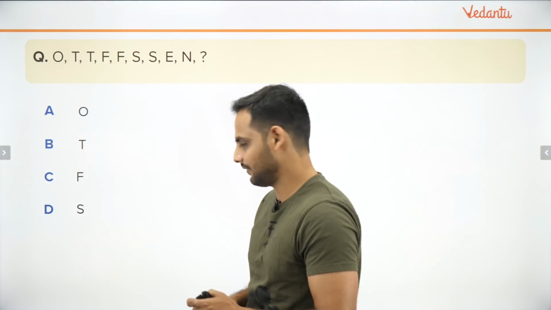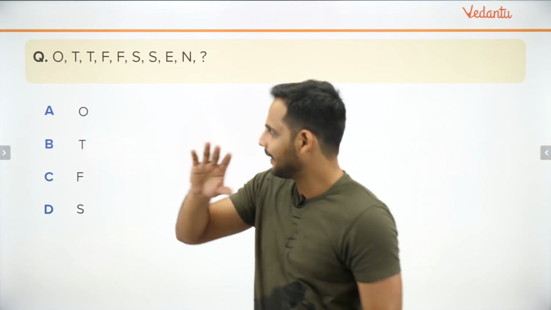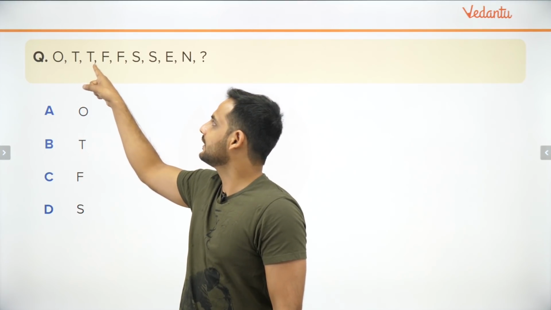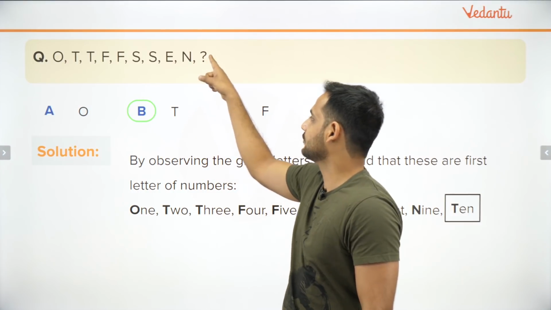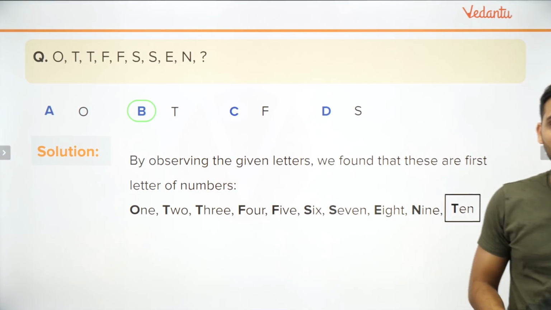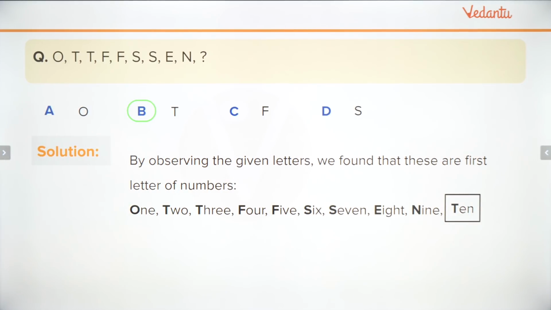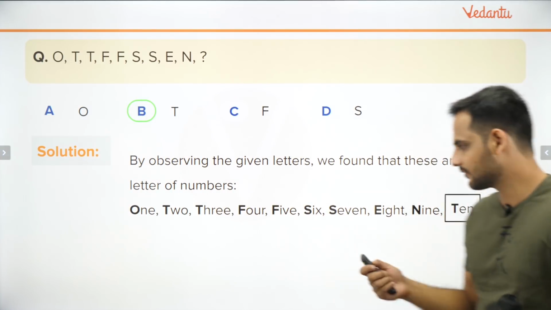Actually the pattern here is very easy if it clicks for you, but sometimes it is difficult to click. The pattern here is 1 is O, 2, 3, 4, 5, 6, 7, 8, 9, so 10. So option B should be the answer. I just wanted you to go through this question as well, because sometimes questions are repeated, so just go through this as well.